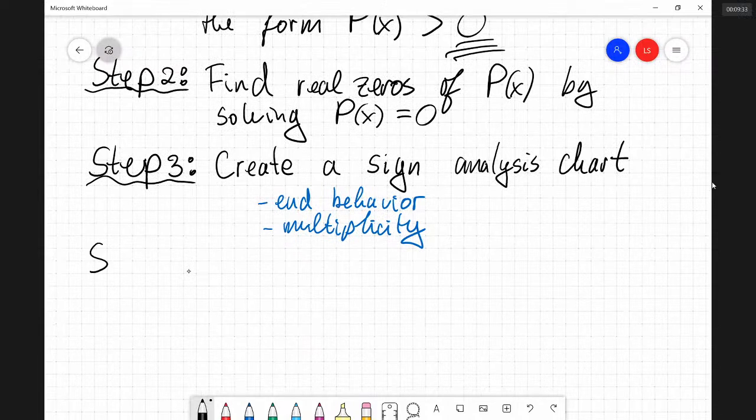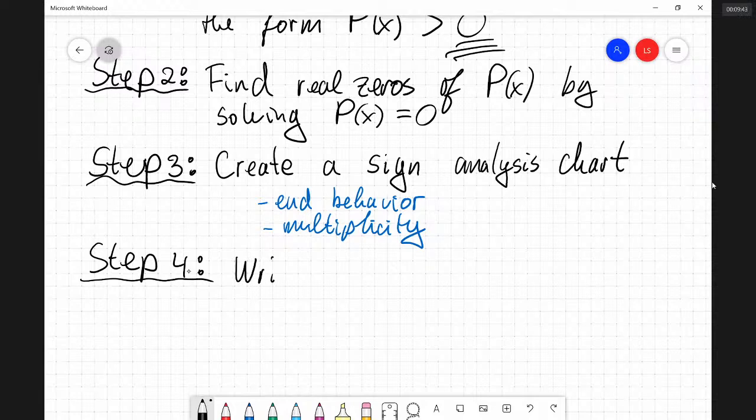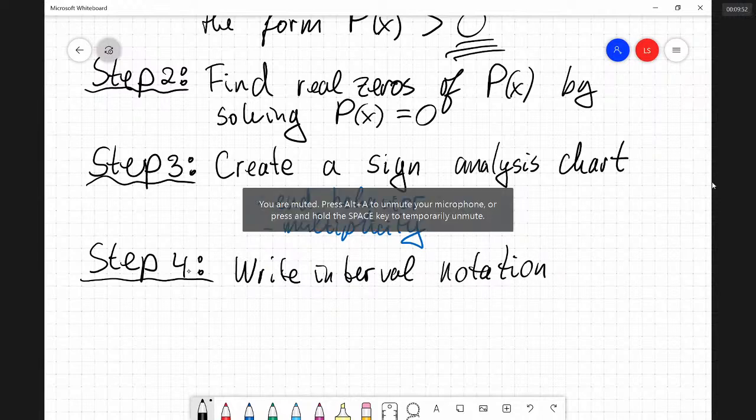Once the sign analysis is complete, you need to answer the question. You need to write interval notation. Your final answer is the interval notation.